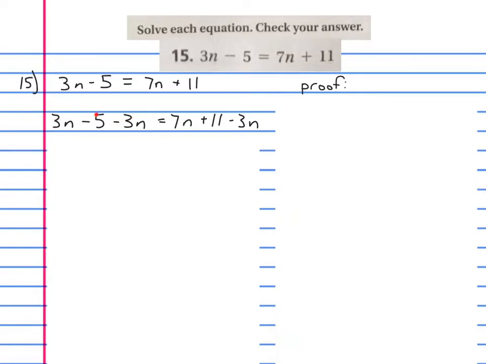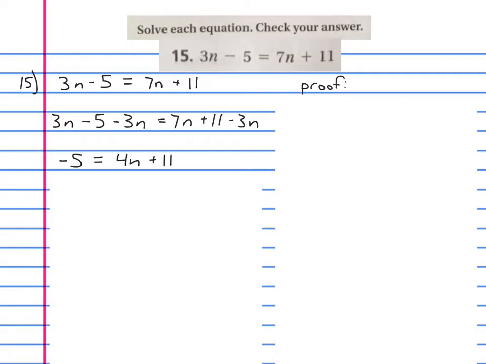These will combine to become just minus 5 because the n's cancel out. And these will combine to be 4n plus 11. So you've got negative 5 equals 4n plus 11. And now, since the n's are on the right side, what do we have to deal with? Now we've got to deal with this plus 11.